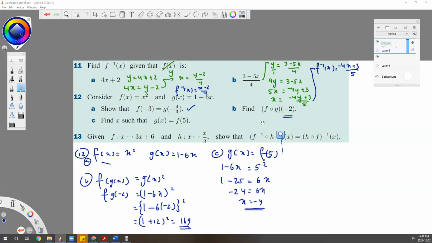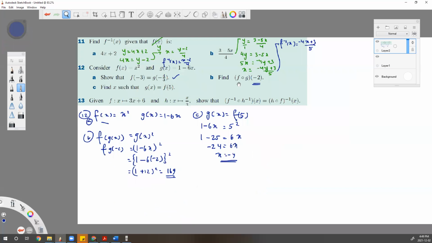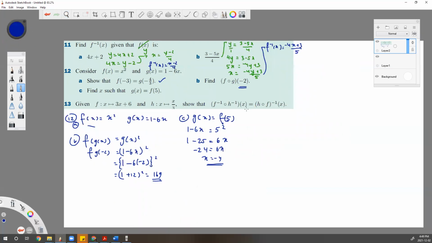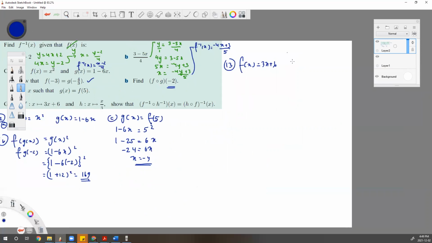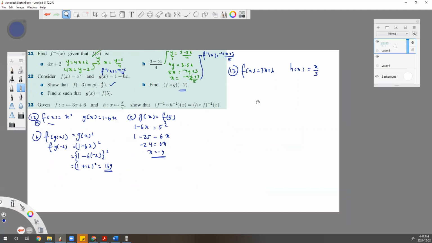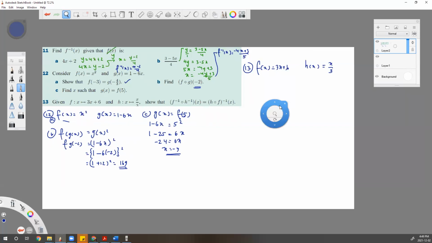Now, number 13 is very hard. Why? Because we have to find the inverse of each, f inverse, h inverse. Okay, so for number 13, I just write down f(x) equals 3x plus 6 and h(x) equals x over 3. Hey, Gohan. Yes? I'm still a bit slow on how to understand the f of g of x thing.